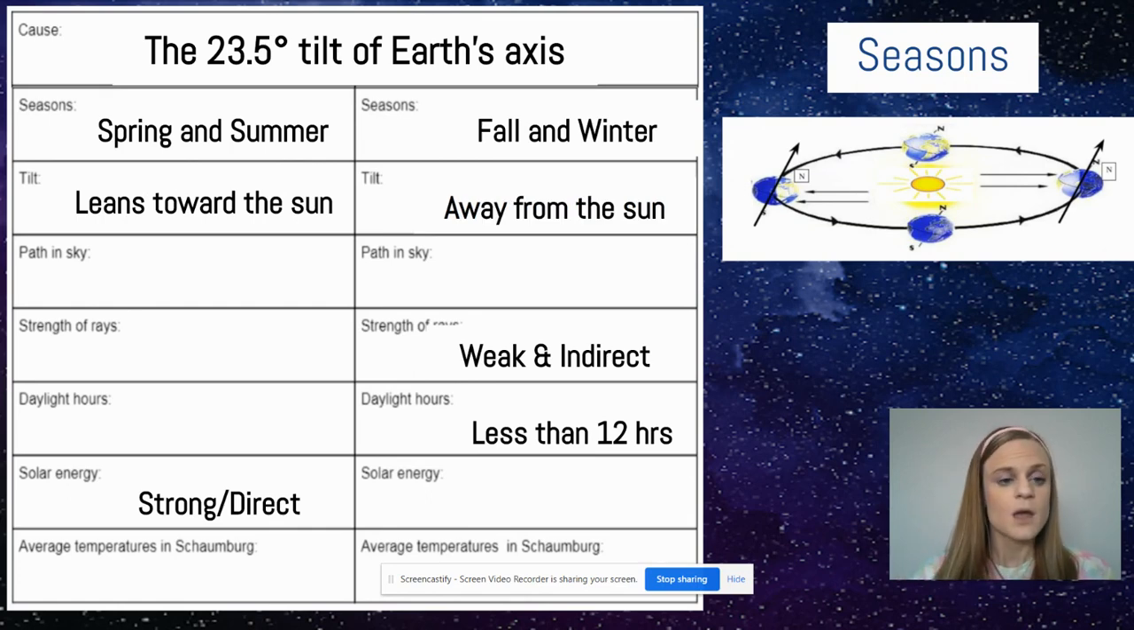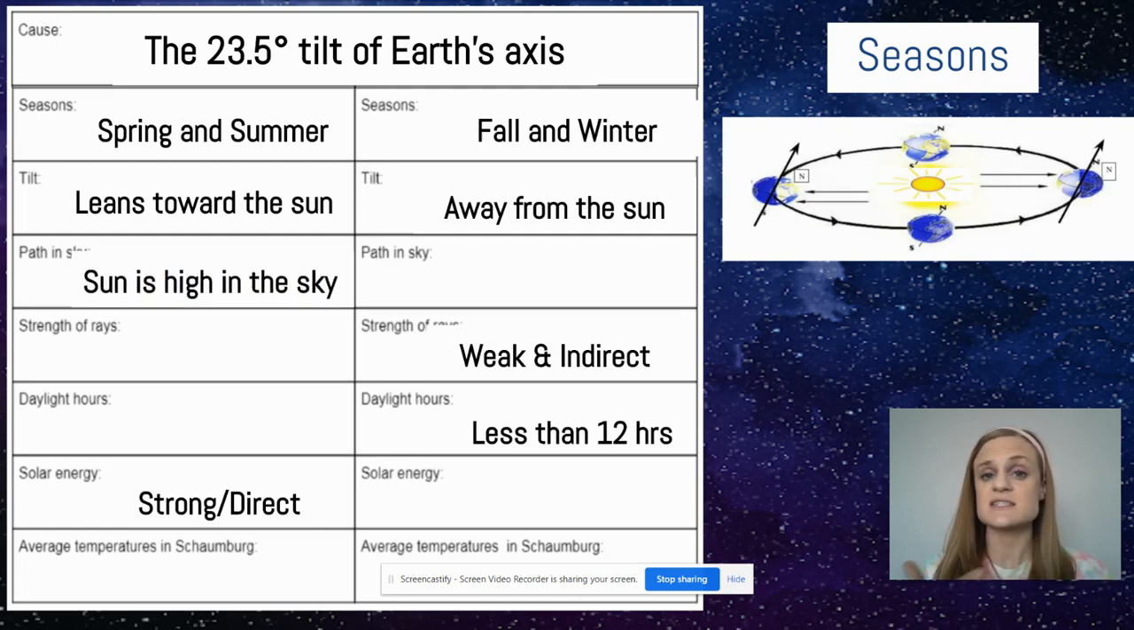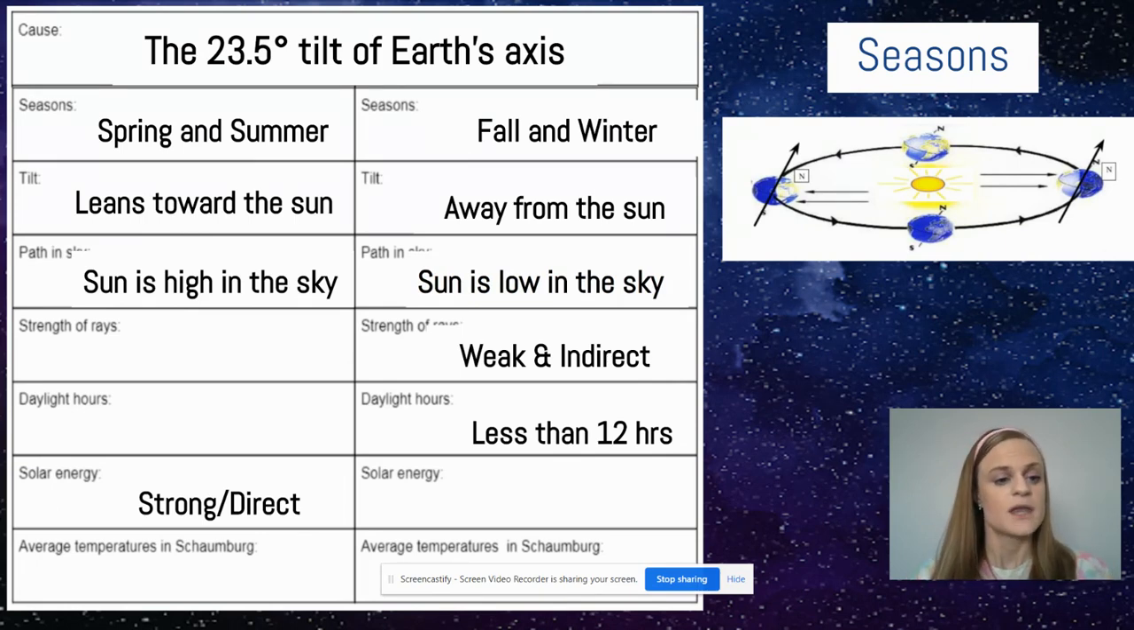Because in spring and summer there's a tilt towards the sun, the path of the sun in the sky is higher. And then in fall and winter, because the tilt is away from the sun, the sun is seen as lower in the sky. Now, the strength of the rays for spring and summer, because it's leaning towards the sun and because the sun is high in the sky, is very strong and direct. And what's already filled in on your chart is that during fall and winter, the strength of the rays is weak and indirect because the tilt is away from the sun.